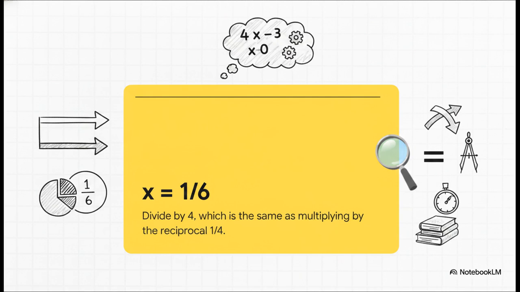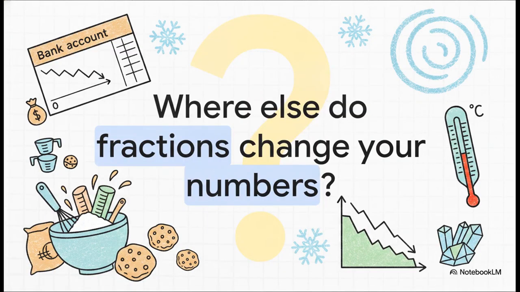This just goes to show you can totally navigate one-step equations dealing with rational numbers and fractions. As we wrap up this explainer, I want to leave you with this question to chew on. Where else in your daily life do negative signs or fractions completely change the meaning of your numbers?